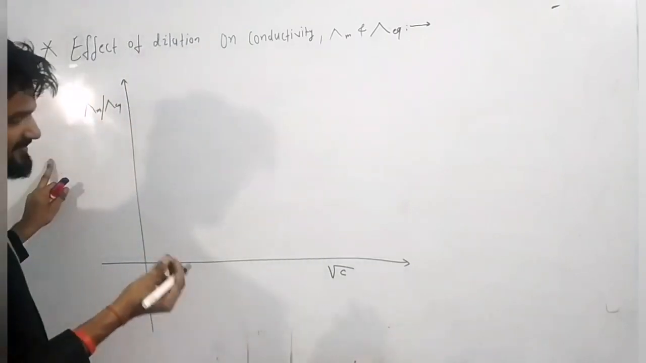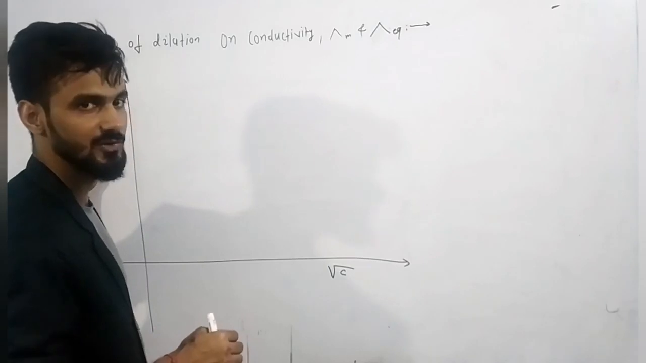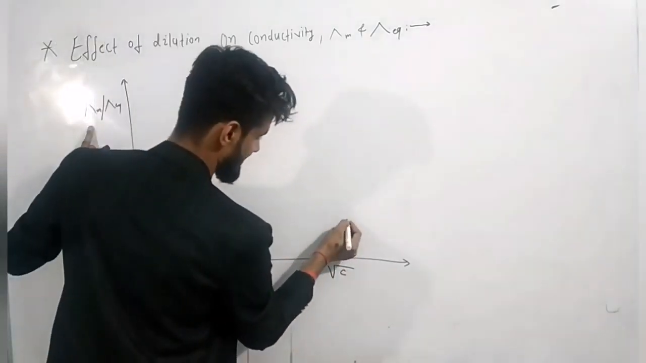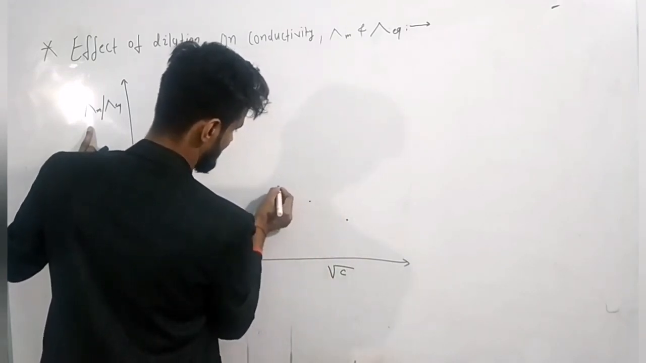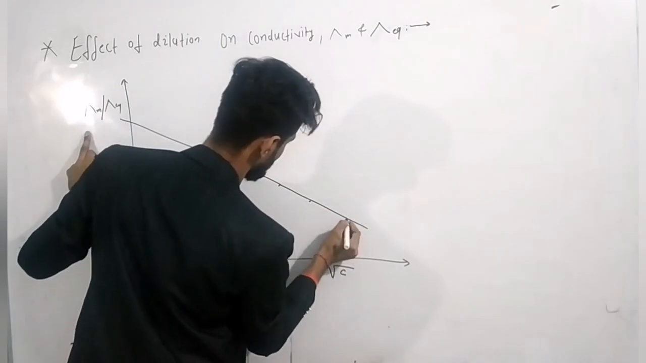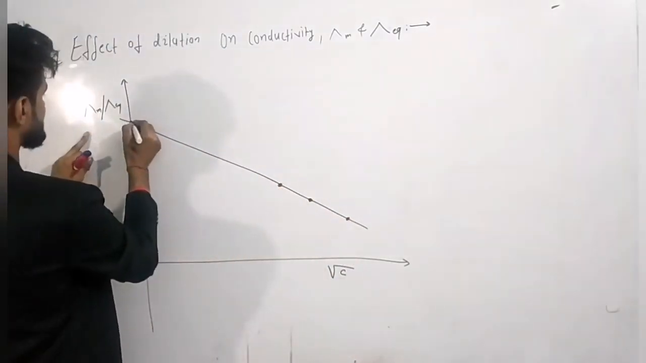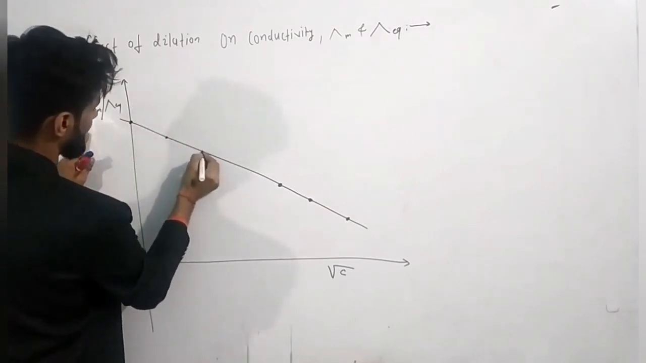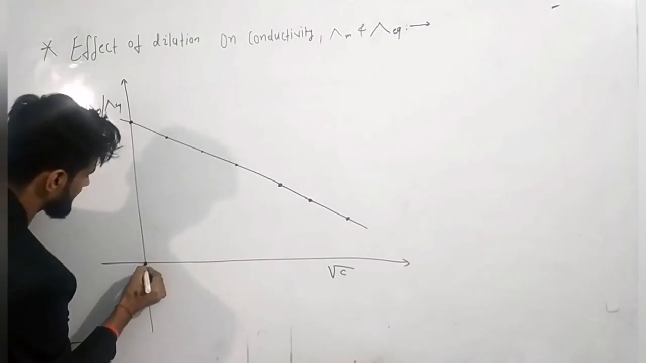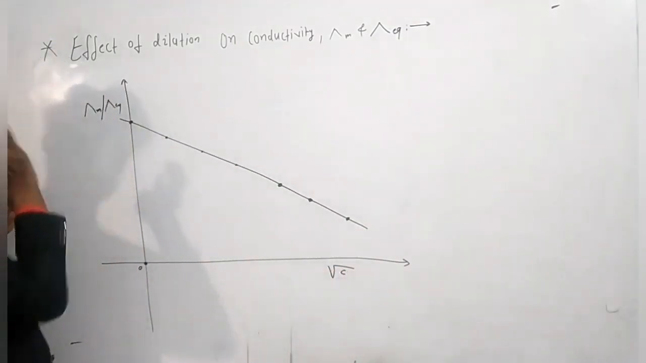So he has started measuring the kappa molar or kappa equivalent for the electrolytic solution at different concentrations. So he has seen the graph like this. The graph was a straight line having negative slope and had some intercept on y-axis. On the x-axis is the concentration axis and this is the kappa molar or kappa equivalent axis.